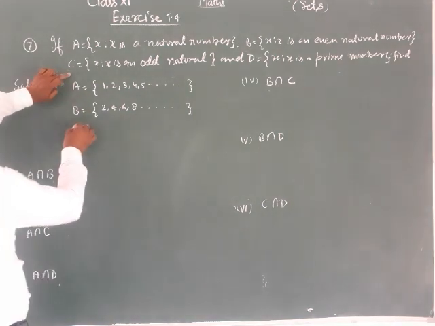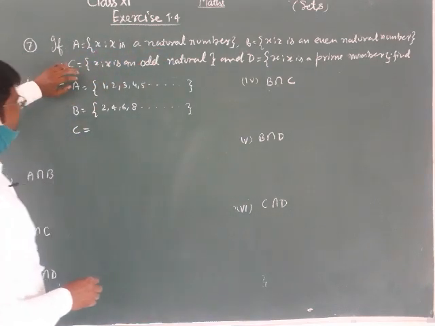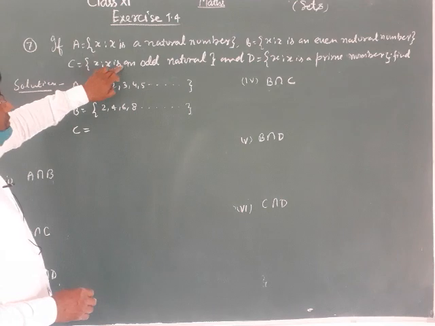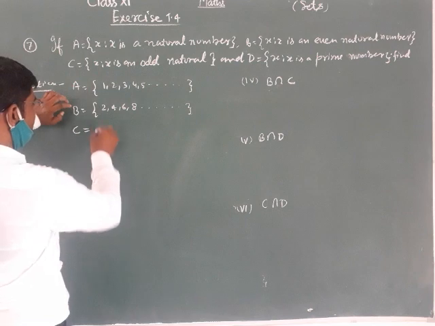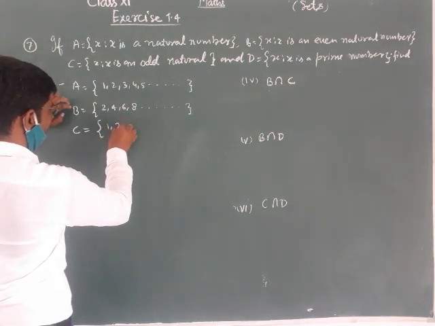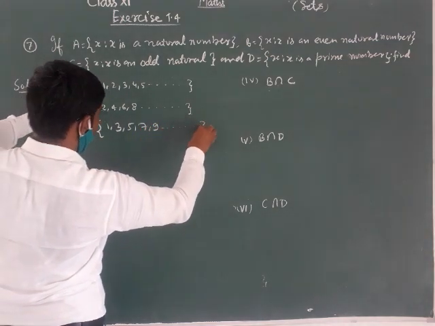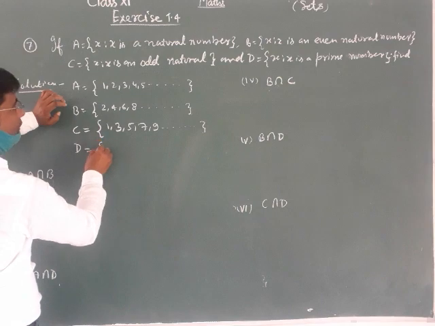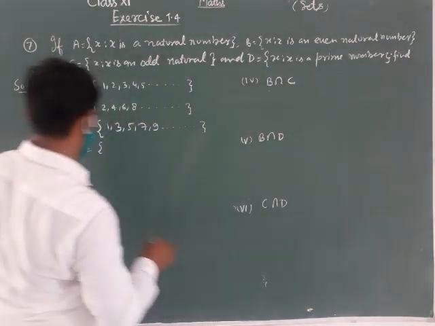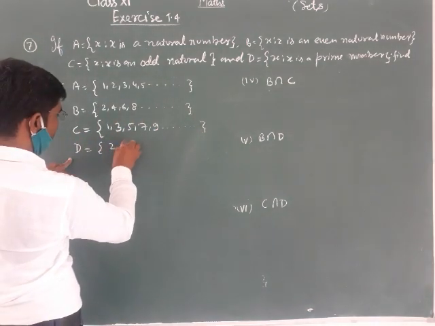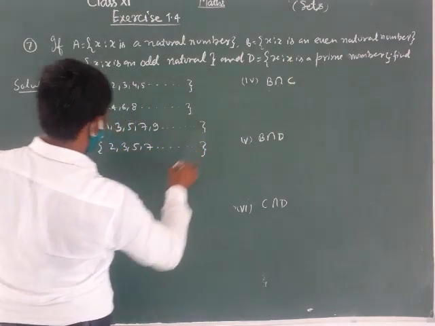So C is in set builder form. So change into tabular form. Now x is an odd natural number. So now 1, 3, 5, 7, 9 and so on. And D is x such that x is a prime number. So 2, 3, 5, 7 and so on.